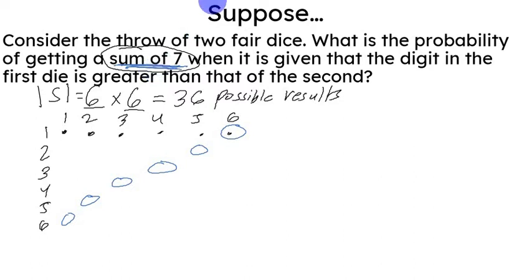Now, let's look at the condition. The condition is the digit in the first die is greater than the digit of the second. So that would mean we just need to consider those who fit this condition. Since it is given, we can say that this event actually happened. So, let's take a peek into that. What are the possible outcomes when the digit in the first die is greater than the digit in the second die?